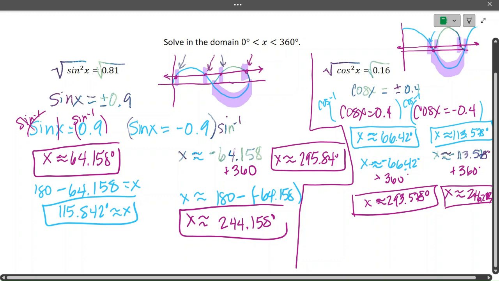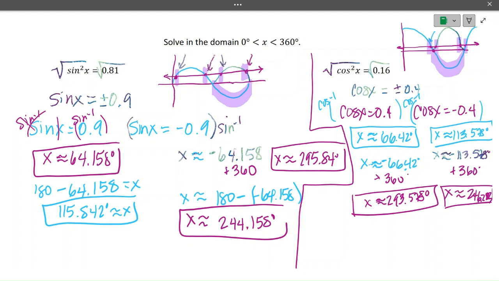Okay, that is how you solve trigonometric functions when they are squared.